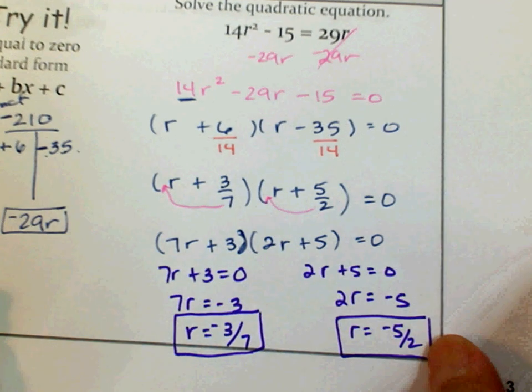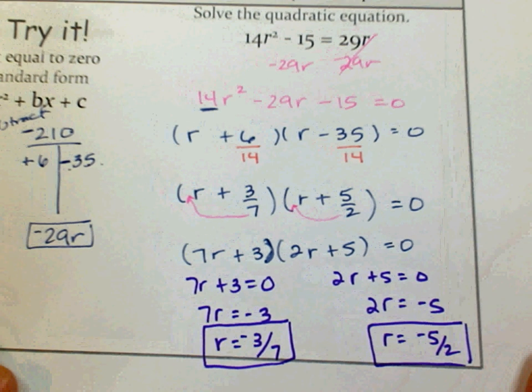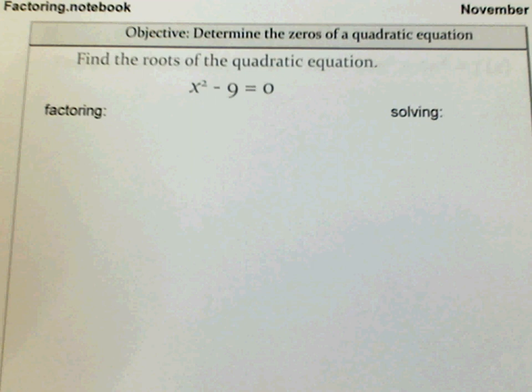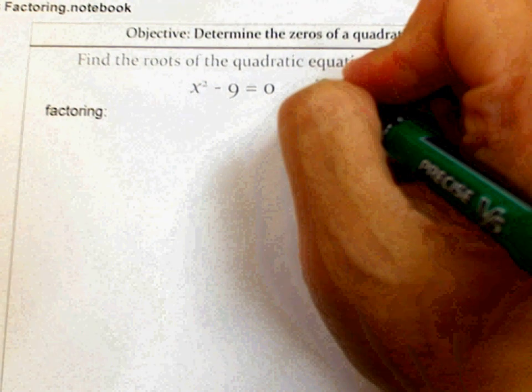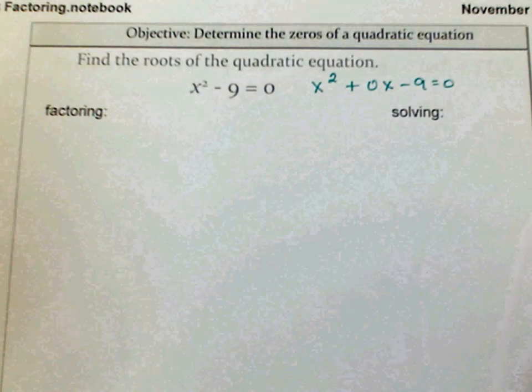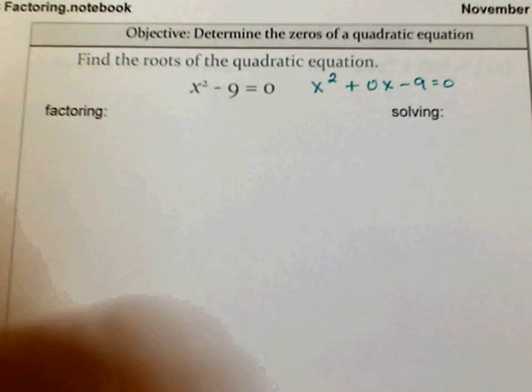Okay? All right, let's do some more. Now let's take a look at this one. Wow, this one doesn't even have a b at all. So another way you can write this is x squared plus 0x minus 9 equal to 0. By the way, these are called differences of perfect squares. And I'll show you why.